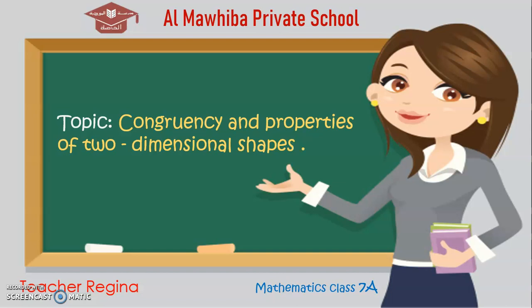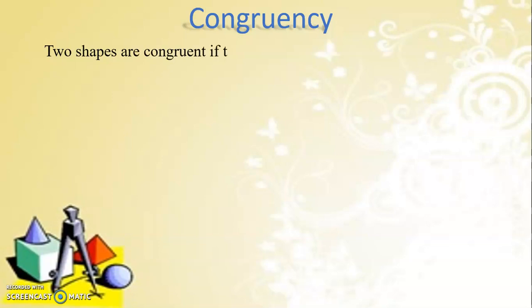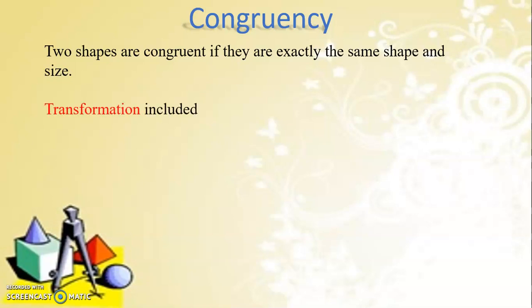But let us start. What is congruency? We can say that two shapes are congruent if they are exactly the same shape and size. Transformations showing congruency of a shape include reflection, rotation, and translation.